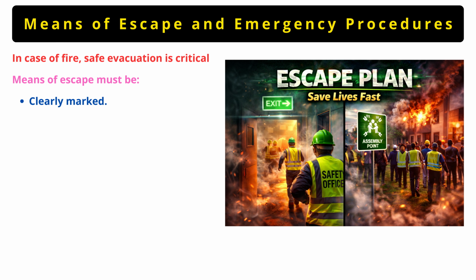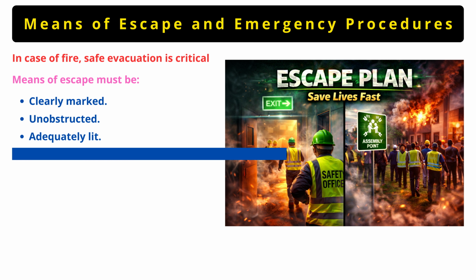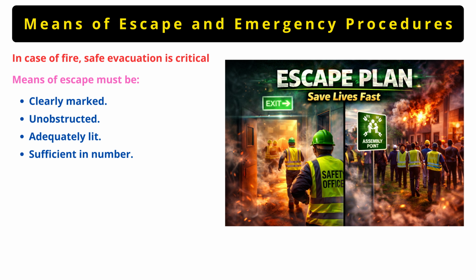This route must be clear and unobstructed, clearly marked, well lit, and available in sufficient numbers. For example, in a building, there should be at least two or more escape routes. Exit doors must be visible and no material should be stored in front of them. Emergency lighting must also be available.